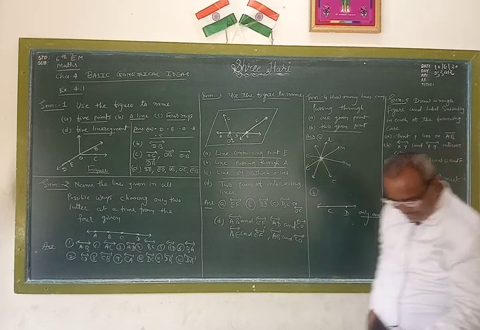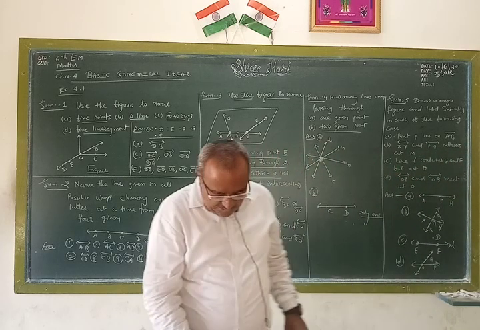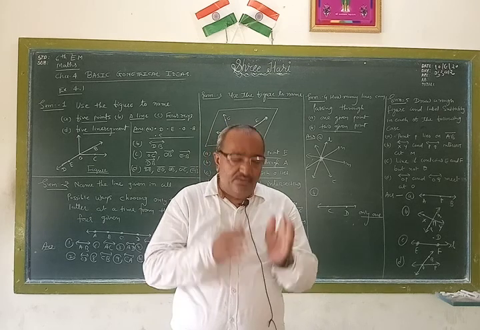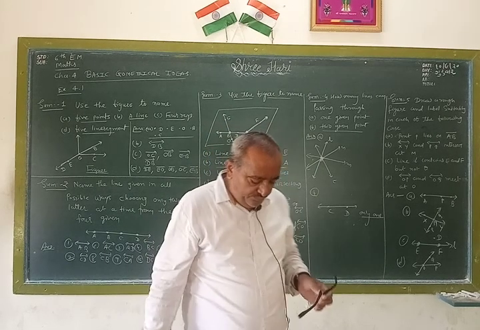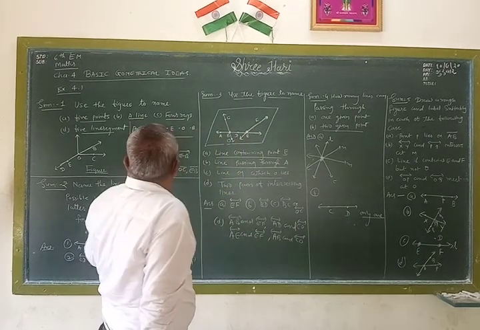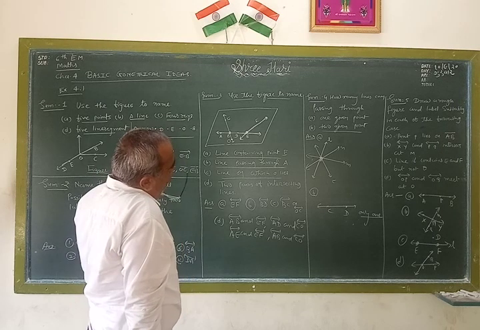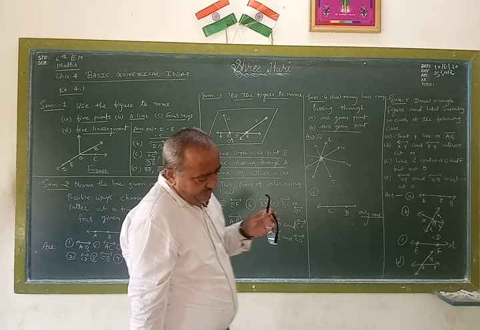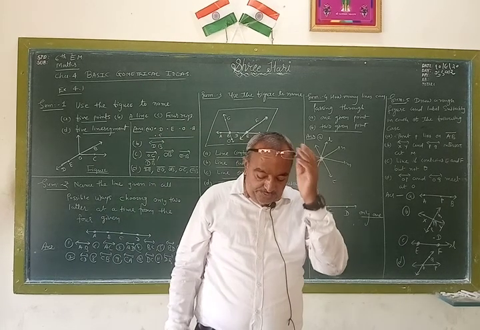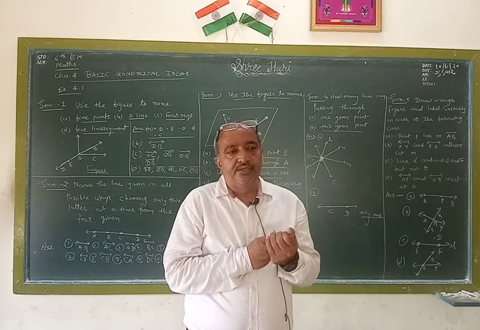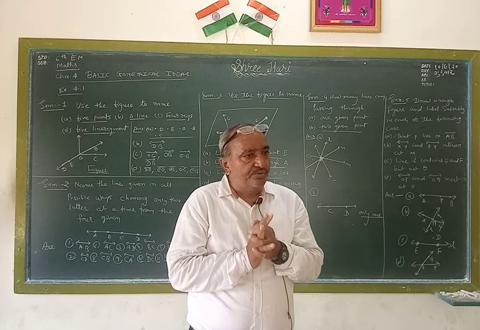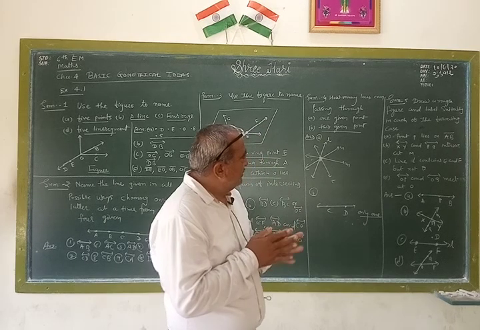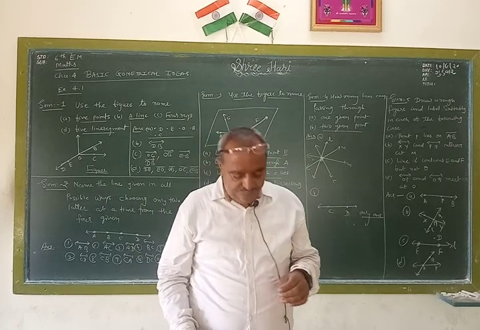So friends, today we studied the 5 sums, 1, 2, 3, 4 and 5 of exercise 4.1. Next period we will study true and false, sum number 6 and exercise 4.2.